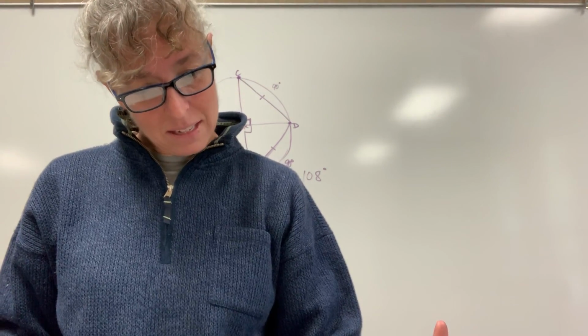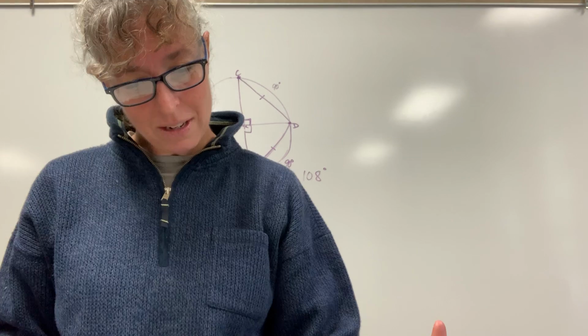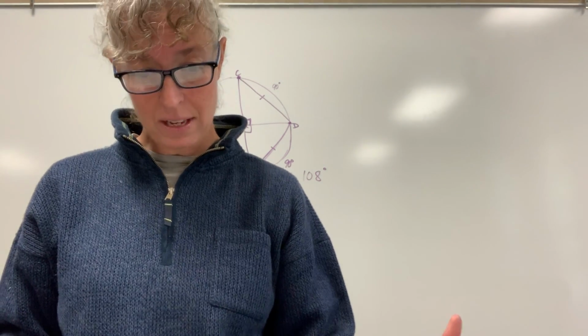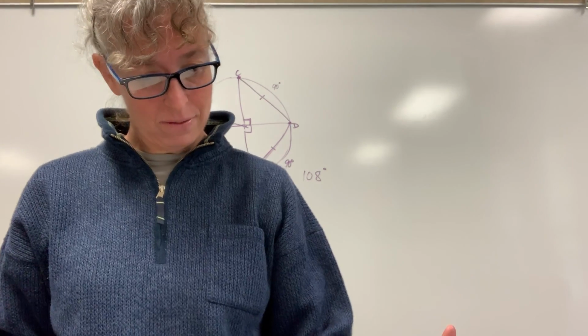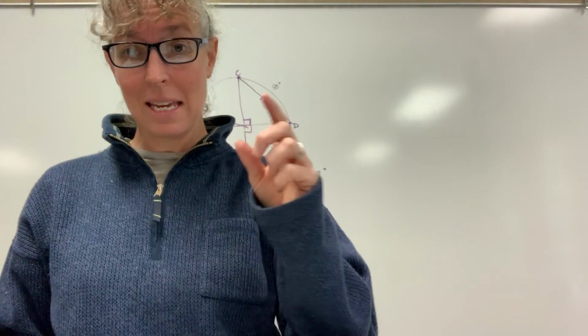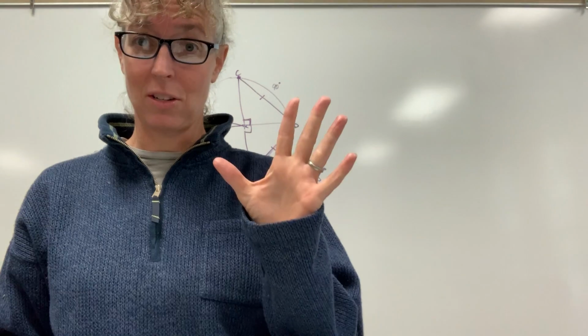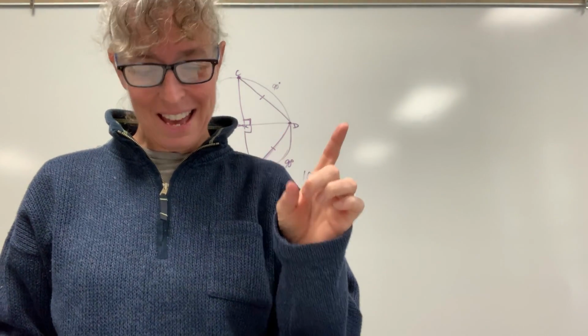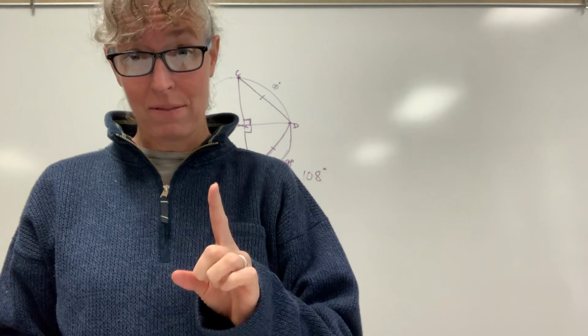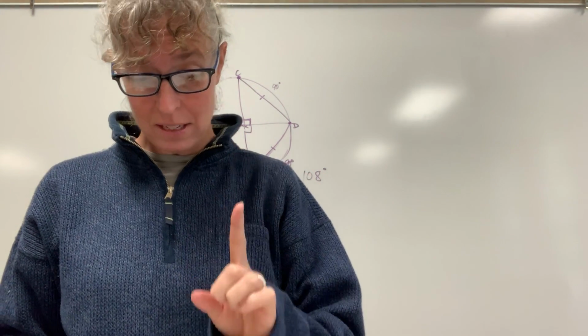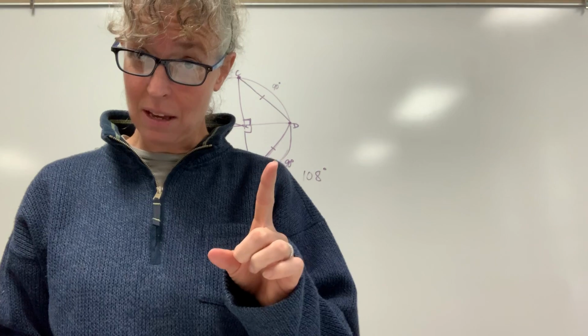Arc AC is congruent to arc DF, so they're going to have the same measure. We're supposed to find angle DEF. Remember, angle DEF is going to be the same degree as arc DF. So if I can find the arc, that's what the angle will be.